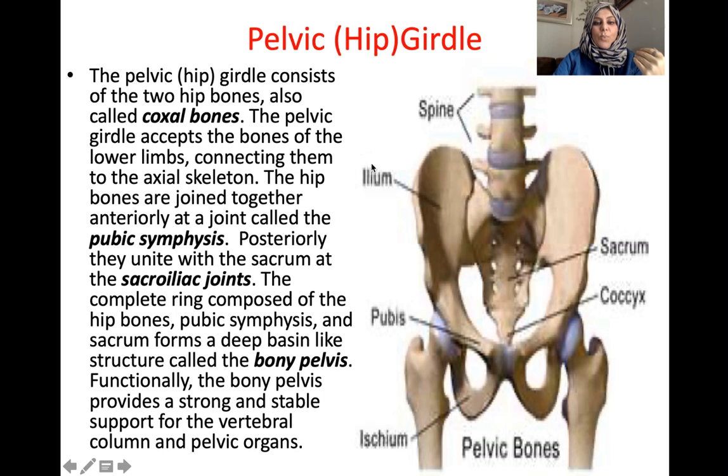At the highest point of the iliac crest there is a tubercle, which we call the iliac tubercle. So you have the anterior superior iliac spine, posterior superior iliac spine, anterior inferior iliac spine, posterior inferior iliac spine, and the iliac tubercle. All of these we find on the ilium bone.